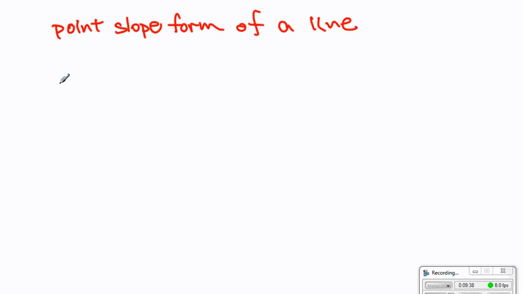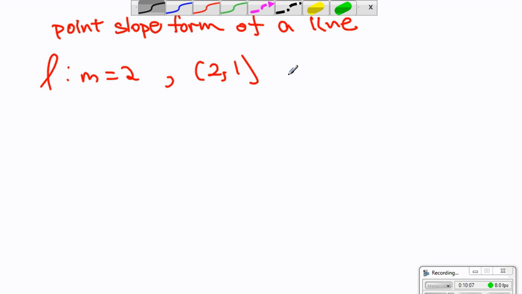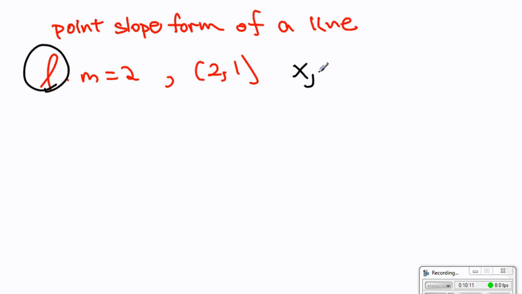Now, for example, let us say a line L has a slope of 2, but passes through the point 2, 1. How are we going to calculate this? All the other points along this line, since we do not know their values, what we can do is this. What if we call them x comma y?